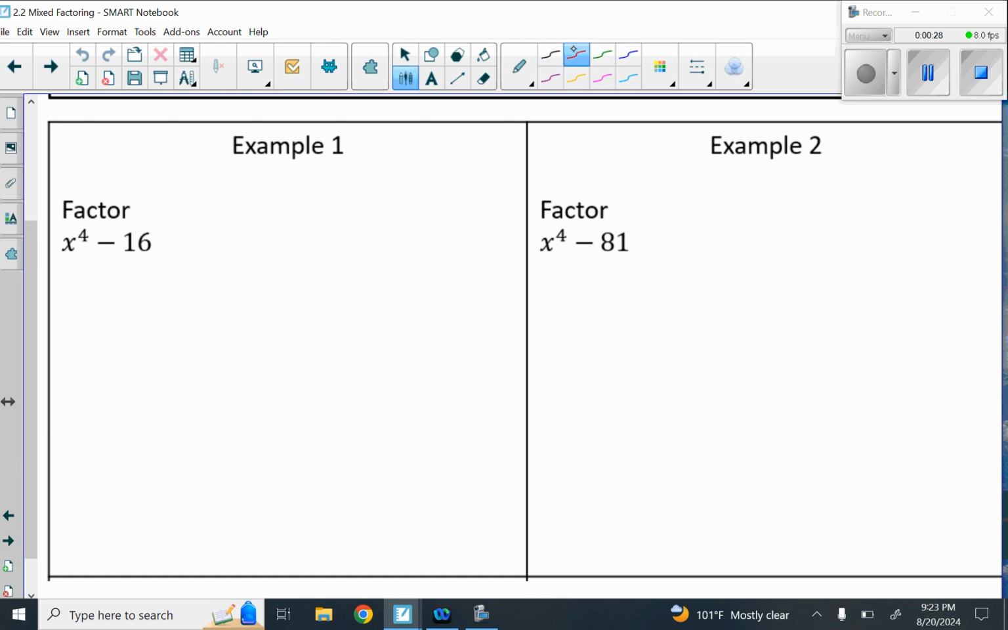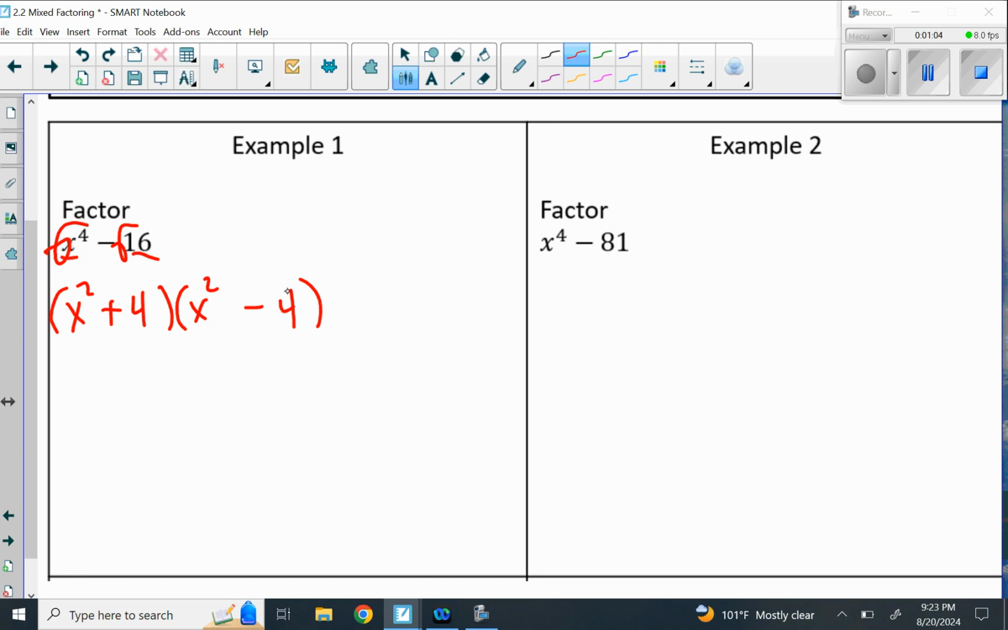We first check, is there a GCF? No. So we have two terms. We have a perfect square 16, and x to the fourth would also be considered a perfect square because it's an exponent, and really even exponents are perfect squares. So this is going to factor when we take the square root. Remember, it's like you're splitting your exponents: x squared, and then 4 and 4.